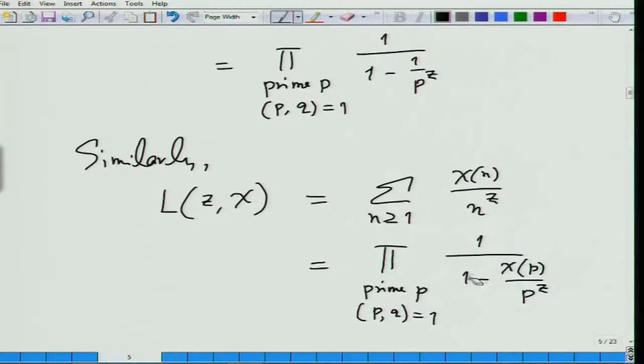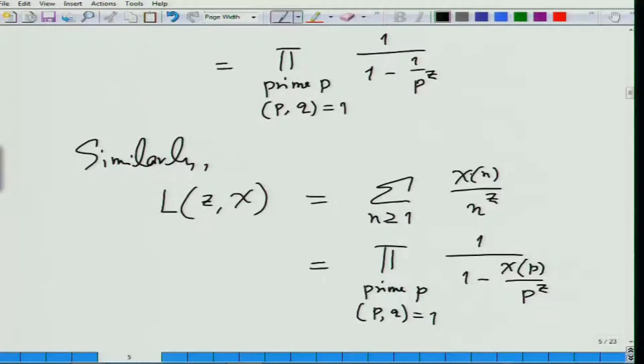If you write this as an infinite power sum, you get 1 plus chi of p over p to the z plus chi of p whole square by p to the 2z, and so on. Chi of p whole square is the same as chi of p square. So that infinite sum can be written as the sum of chi of p to the i by p to the iz. And then when you multiply over the odd primes p, which are relatively prime to q, you just get the sum of chi of n divided by n to the z for all n which are relatively prime to q. Chi of n is 0 whenever n is not relatively prime to q. So, here we are crucially using the fact that the character chi is multiplicative. If it is not multiplicative, this factorization doesn't work. Because it is multiplicative, it is working.